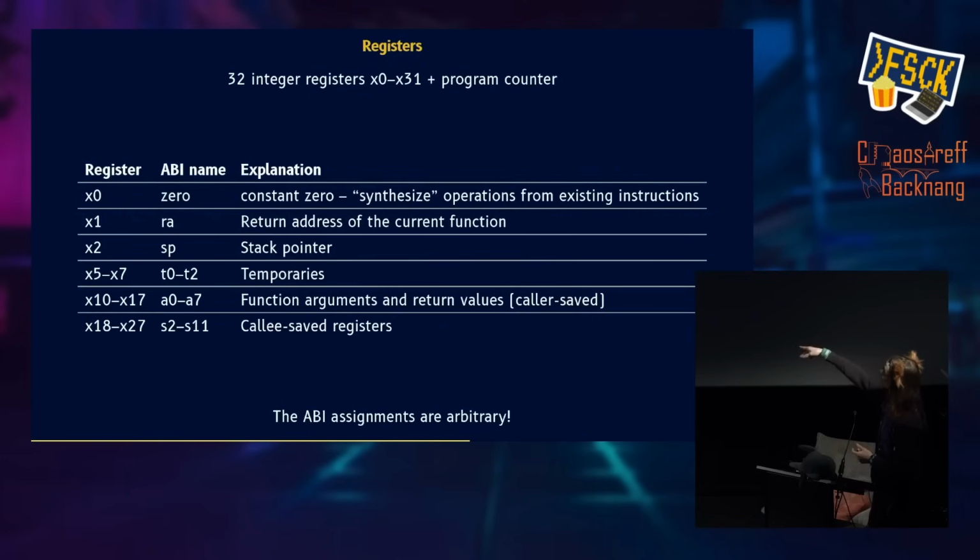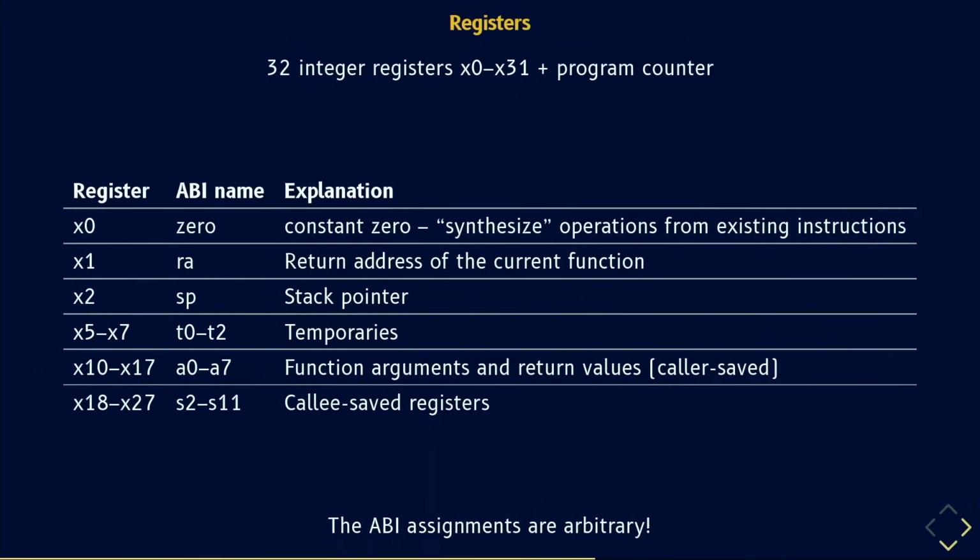So the registers look like this. Like usual for RISC systems, there is a very large register set of 32 registers that are named X0 to X31, and the program counter is not a general purpose register. And the only special register here is the first register, X0. It is always constant 0, so when you read from it, you get 0, and when you write to it, the value is discarded. And you can synthesize a bunch of operations with that. We'll see a bunch of examples of that later.